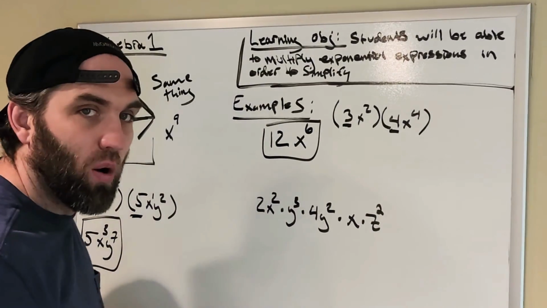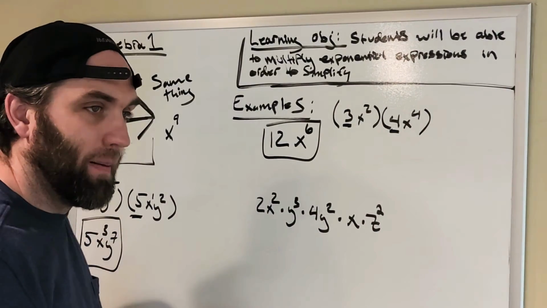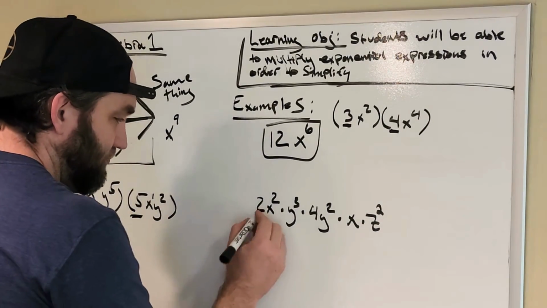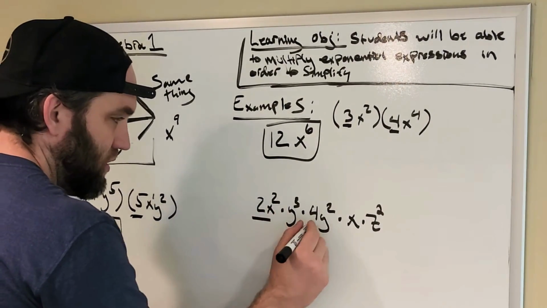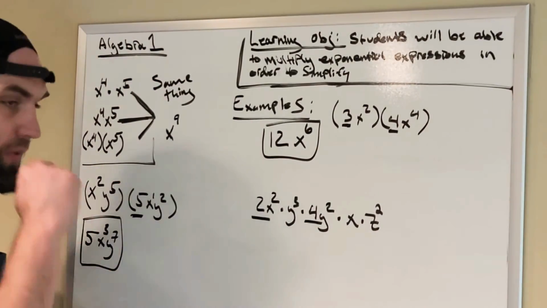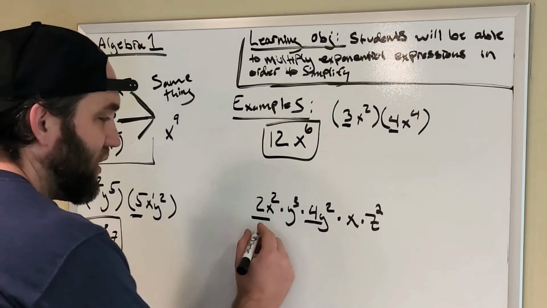So we'll take a look for my coefficients, or my constants, my numbers in front of the variables. I have a 2, and I have a 4. And those are the only ones. So I'm going to multiply the 2 and the 4 and get 8.